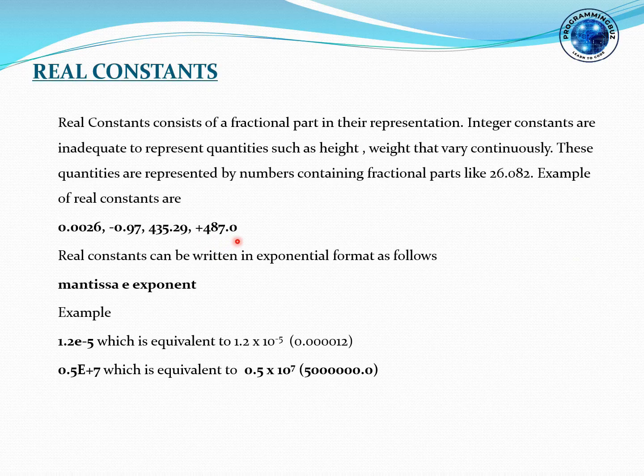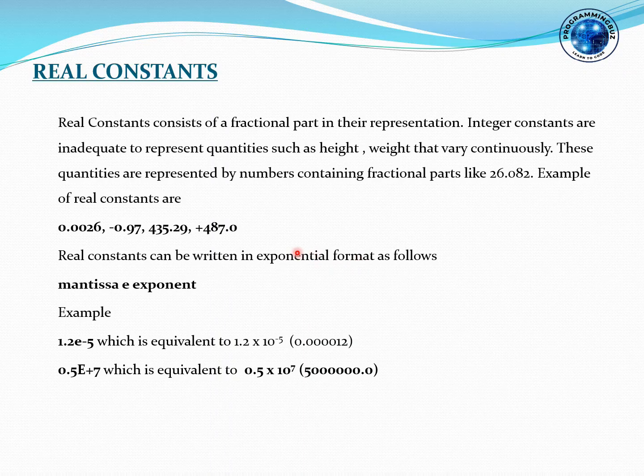So this 487.0 is considered a real constant, and if you write simply 487 then it will be considered an integer constant. Sometimes a real constant can be written in exponential format. Generally, why do we use this exponential format? If a number is very small or very large, then instead of writing a number of zeros after the value or before the value, we can use the exponential format.